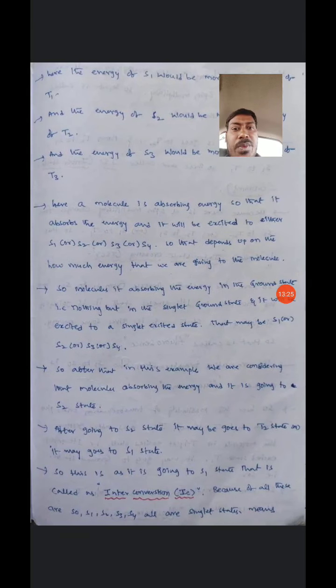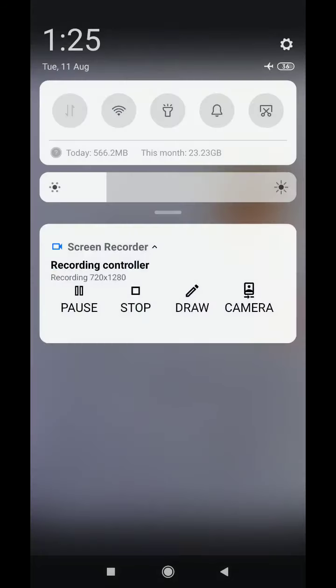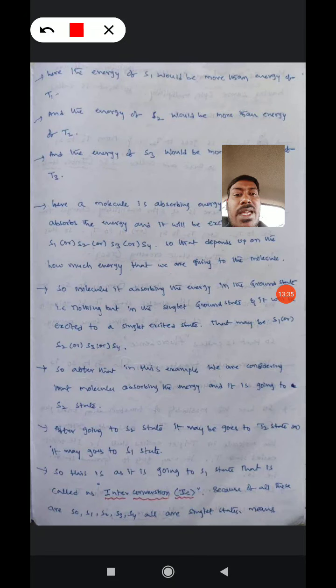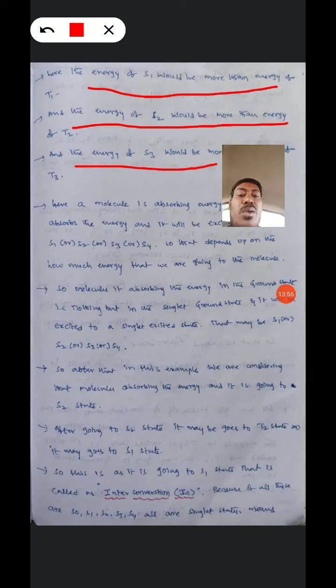So here the energy of S1 would be more than the energy of T1, the energy of S2 would be more than the energy of T2, and the energy of S3 would be more than the energy of T3.